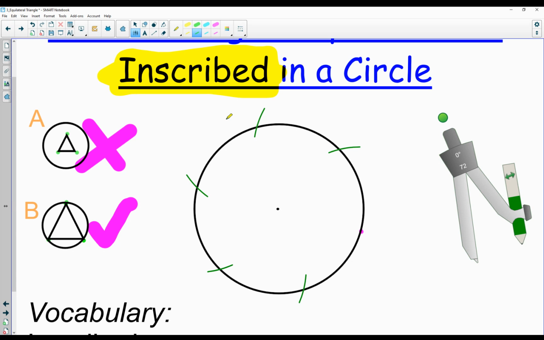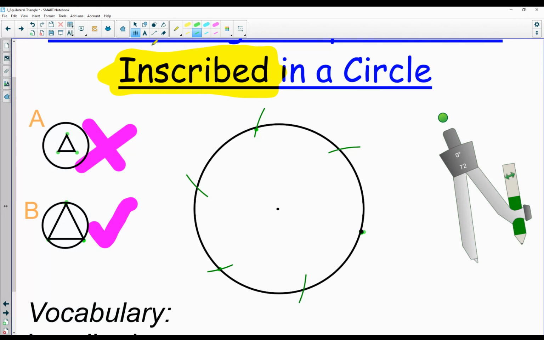So you have to start somewhere. I'm going to start with the point that I first did in the beginning, this point right here, my starting point. And then I'm going to skip. I'm not going to use this arc. I'm going to use this arc and intersection and put a point. And then I'm going to skip and put a point here. And then I'm going to skip, and it brings me right back to my starting point here.